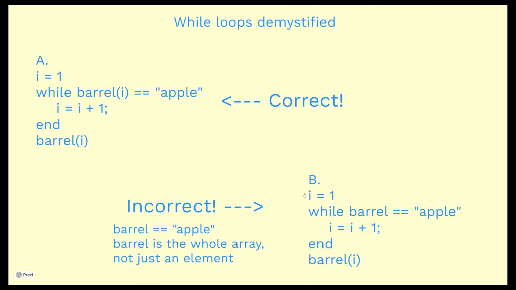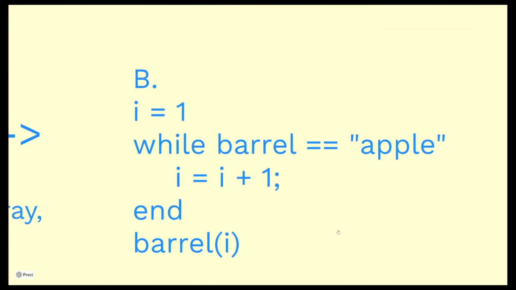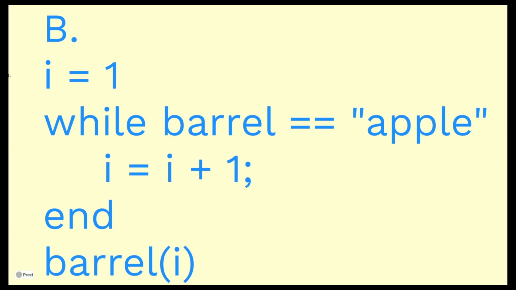Let's look at the second one. So, we still do the pre-allocation of i, but here we're doing a conditional statement on the entire array. This is a very common mistake that beginner programming students make, but this will always evaluate to false because this array will never equal the string apple. Thus, it will always spit out barrel(1), which isn't very helpful.